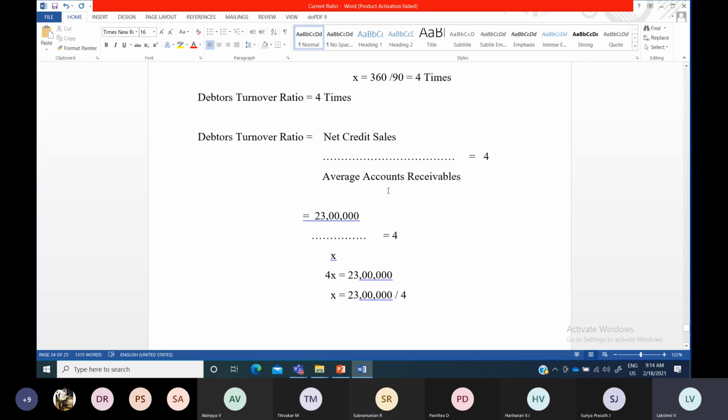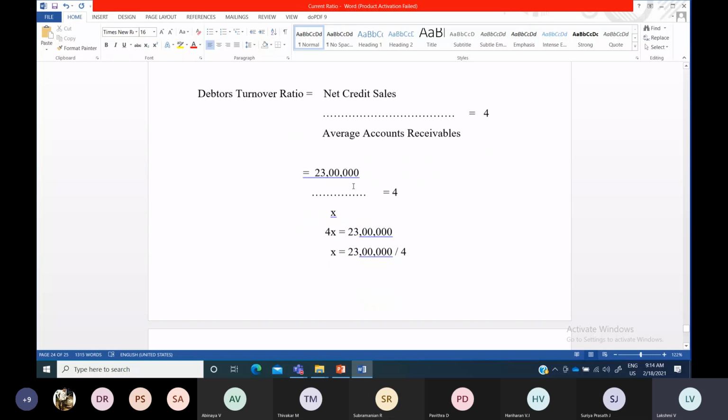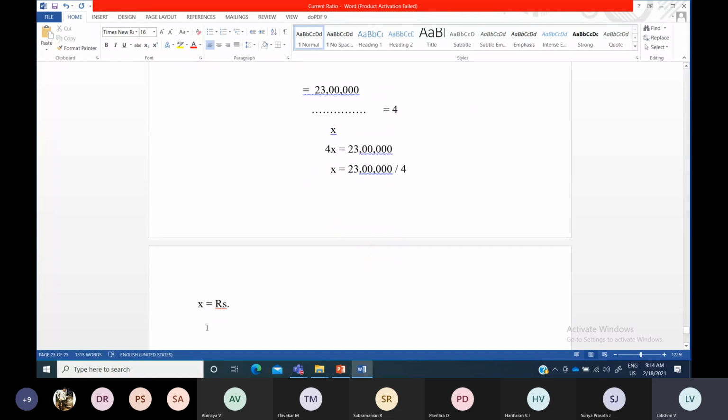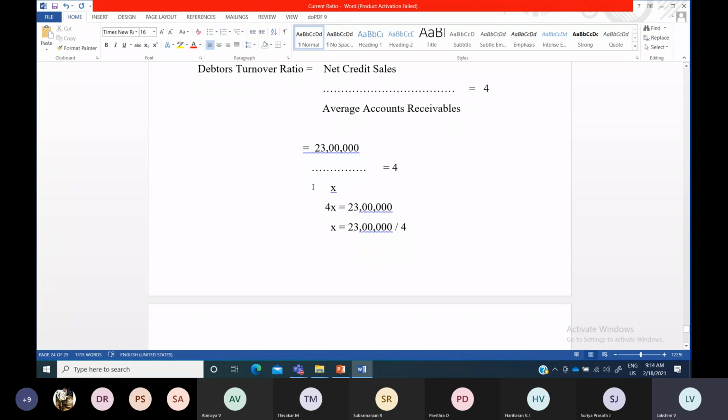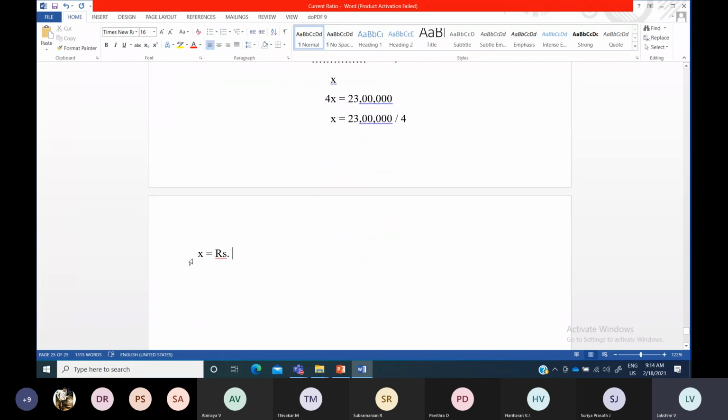But this one, average accounts receivable, you cannot differentiate here. How much is opening, how much is closing, debtors or bills receivable, nothing you can differentiate. So whatever we find out here now as accounts receivable, that should be considered as debtors only here. Okay, because we cannot differentiate here. So we have to consider the entire amount, whatever you find out, that X amount will be your average accounts receivable and that will be considered as the debtors amount also. So just find out how much you are getting. 23 lakhs divided by 4, 5,75,000.